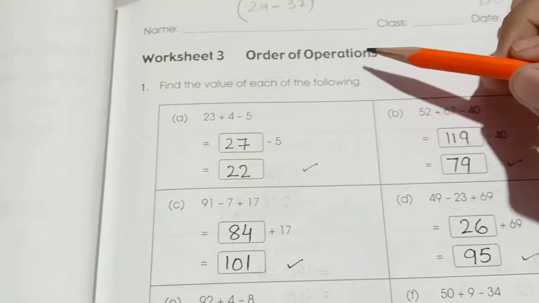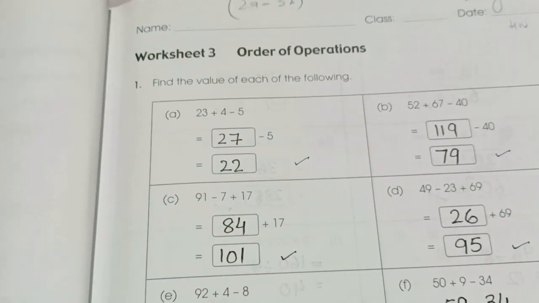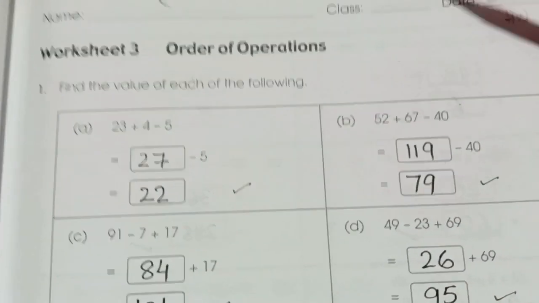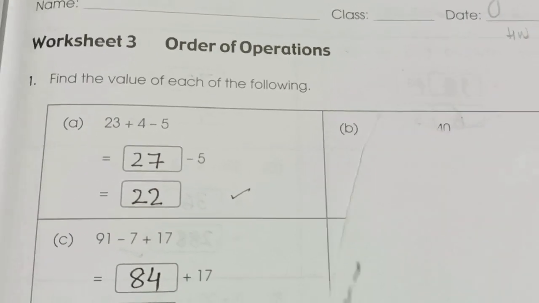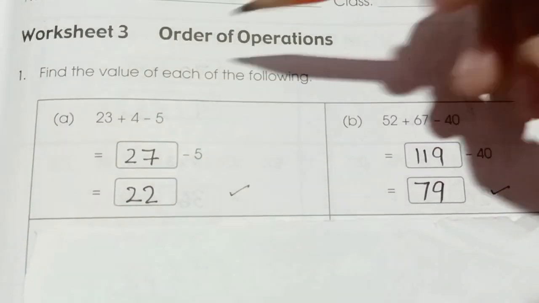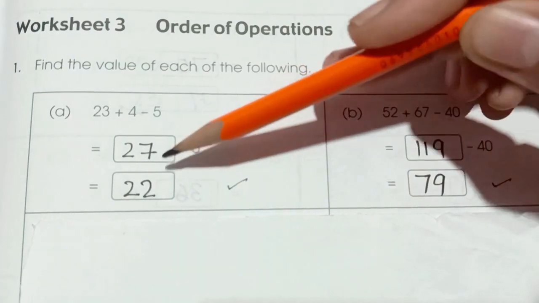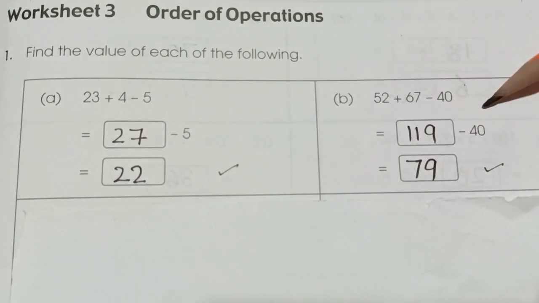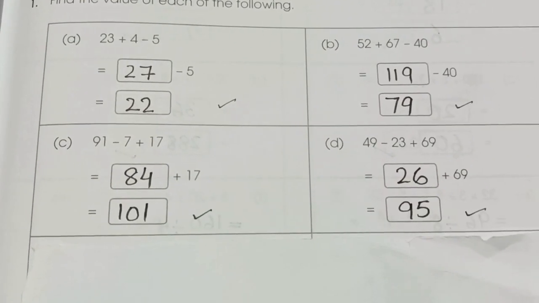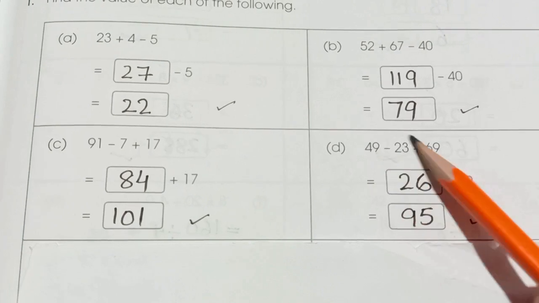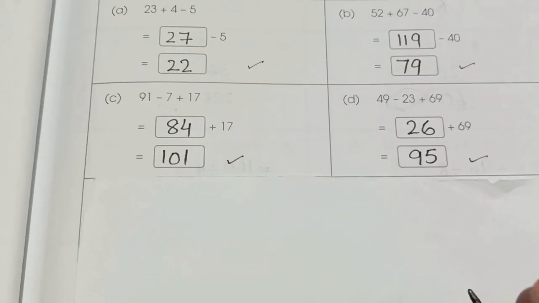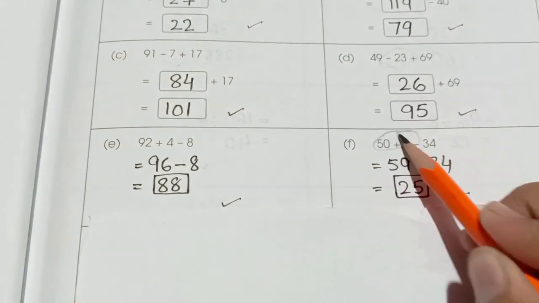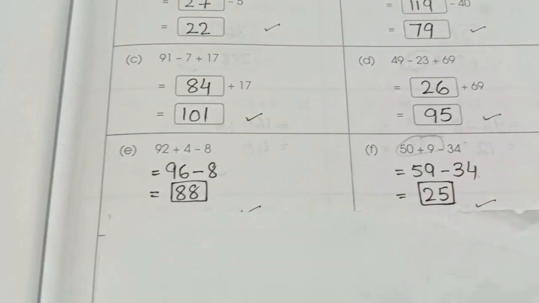We have already discussed what is order of operations in book 5. So here we are just solving the questions. Number 1 is 23 plus 4 plus 5. 23 plus 4 is 27, minus 5 is 22. 52 plus 67. Then we subtract the number. Here we simply have to solve the steps and then write the answers. Here we have the first step, then we solve the second step.